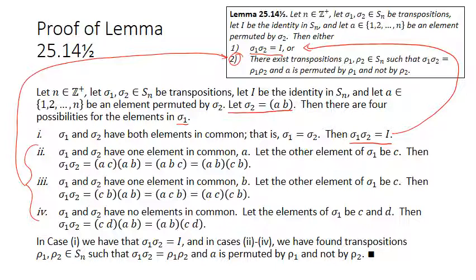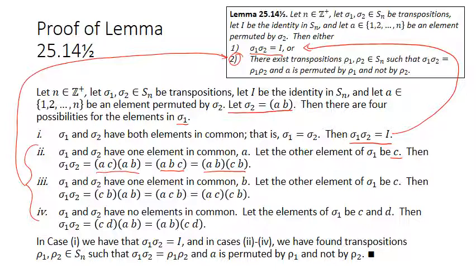Okay, so in case 2 here, sigma 1 and sigma 2 have one element in common, A, and so we're just going to call the other element of sigma 1 by the name C. So then sigma 1 sigma 2 equals (A C)(A B), and you can actually rewrite that as (A B C), and you can rewrite that as (A B)(C B).